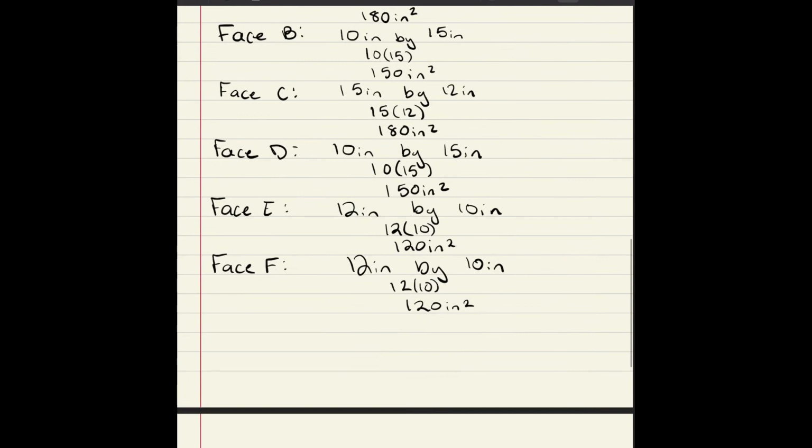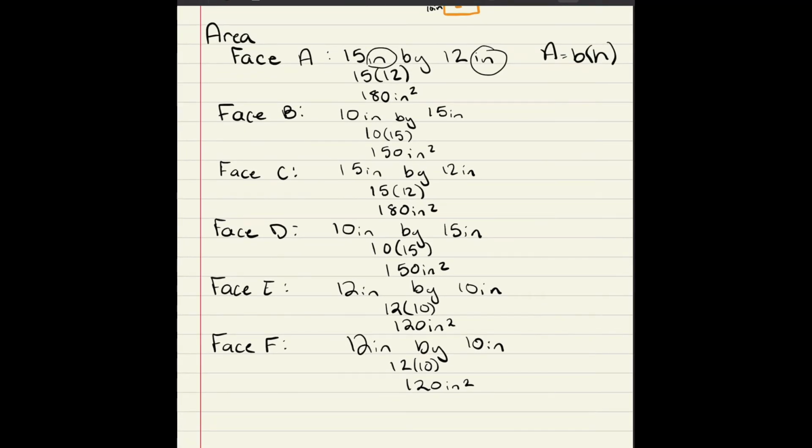Now, like a composite figure, we need to add all of these areas. So I have 180 plus 150 plus 180 again, plus 150 again, plus 120 again, plus 120 again. So let's add these. I'm gonna do some quick mental math.